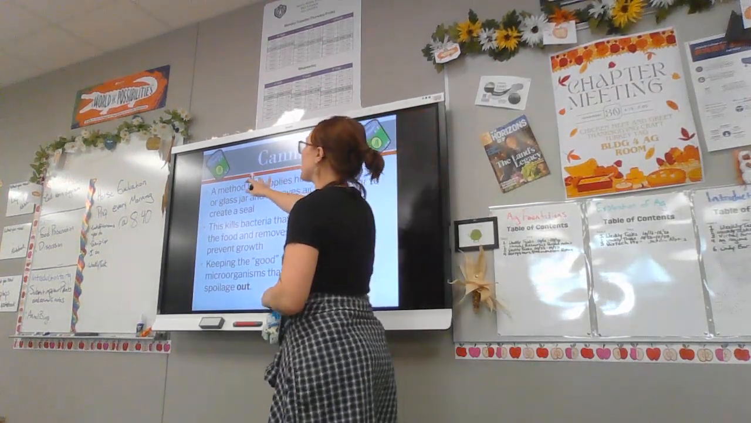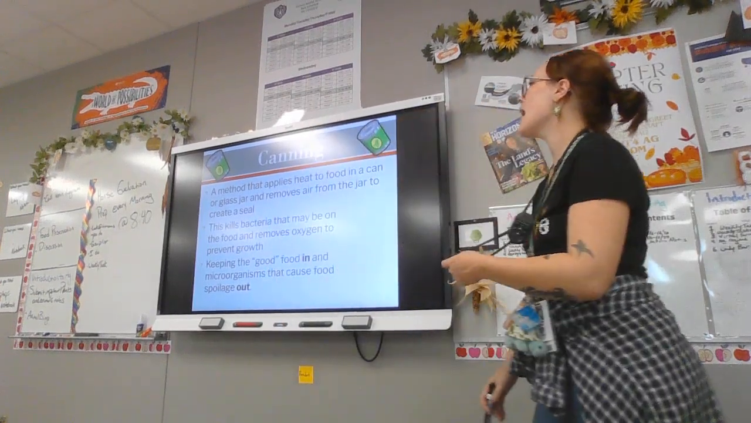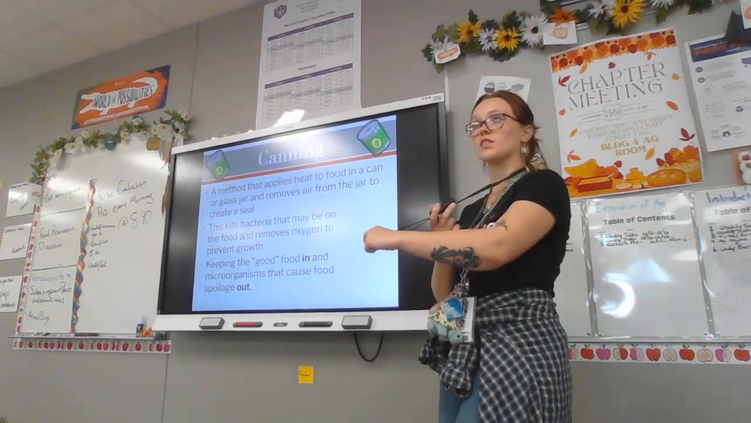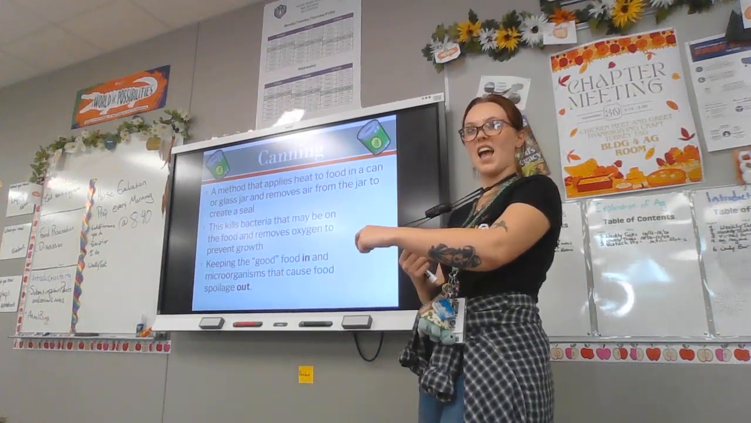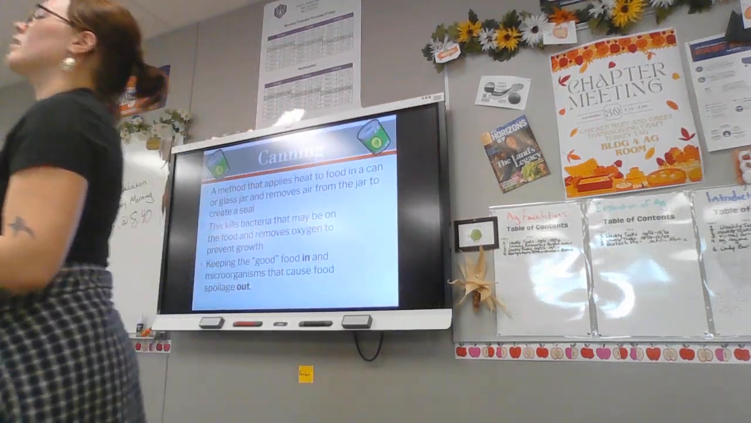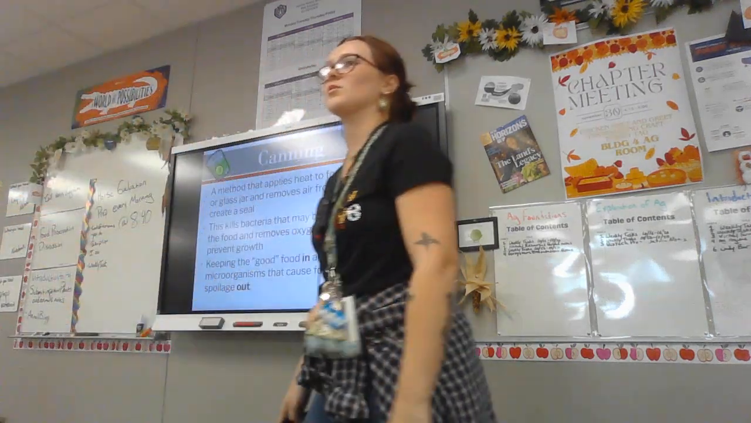So canning is a method of food preservation that applies heat to food in a can or glass jar and removes air from the jar to create a seal. Has anyone ever used a vacuum sealer before? I have. Whether it's to vacuum seal your clothes when you're moving, or especially if you're going to sous vide something, that's when you would vacuum seal something.